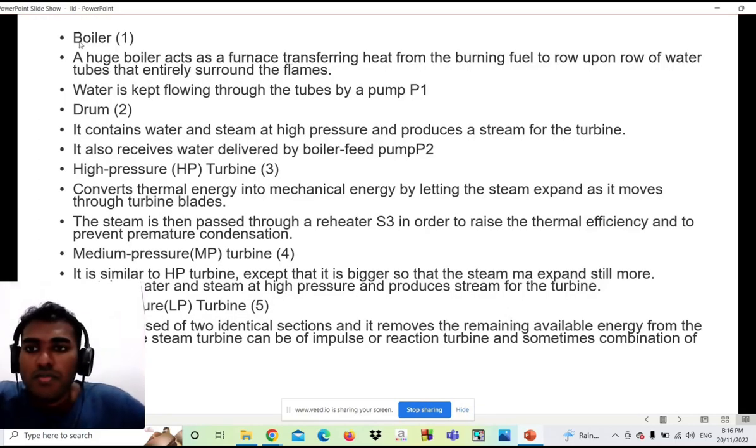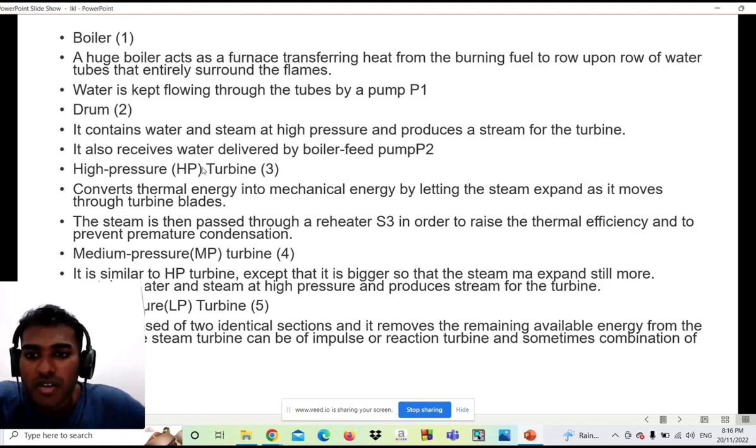First, the boiler acts as a furnace, transferring heat from the burning fuel to an open row of water tubes that entirely surround the flames. The water is kept flowing through the tubes by a pump, P1. The drum contains water and steam at high pressure and produces steam for the turbine. It also receives water delivered by the boiler feed pump to make it cool.